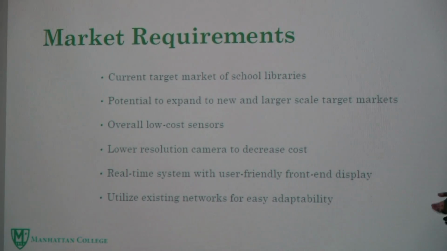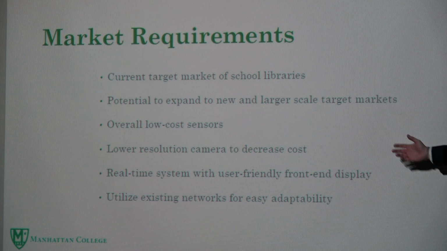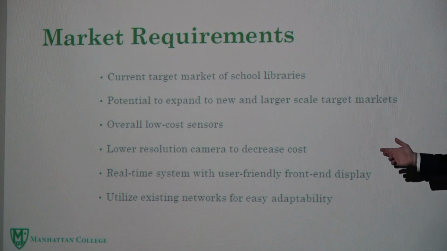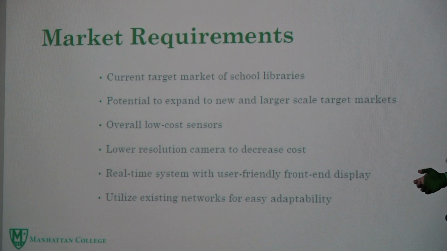Some market requirements. As mentioned, we are targeting school libraries, but we would like to go to a bigger market. Our main goal is efficiency, like most systems. So we're looking to use overall low-cost sensors, but we need to make sure they do get the job done. So we chose low-resolution cameras because we figured out that our image processing algorithm does not require high resolution, so there's no need to spend the extra money.